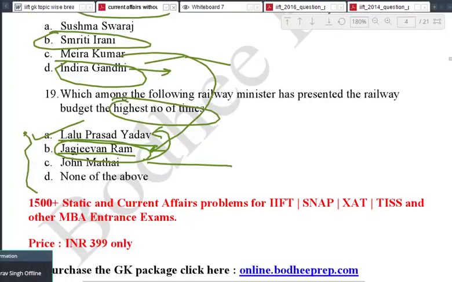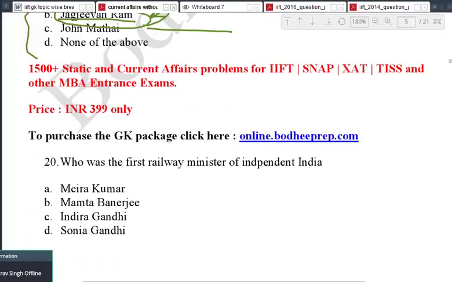Okay, people, so understand this interesting thing. Who was the first railway minister of independent India? Slightly static GK, but it's good if you know this kind of thing. Meera Kumar, Mamata Banerjee, Indira Gandhi, Sonia Gandhi. Yes? So don't say Indira Gandhi just because I said Indira Gandhi has represented all kinds of things. Mamata Banerjee was the first railway minister.